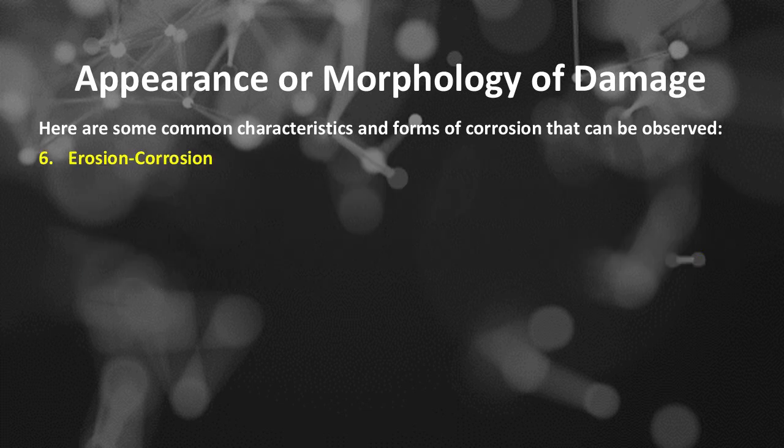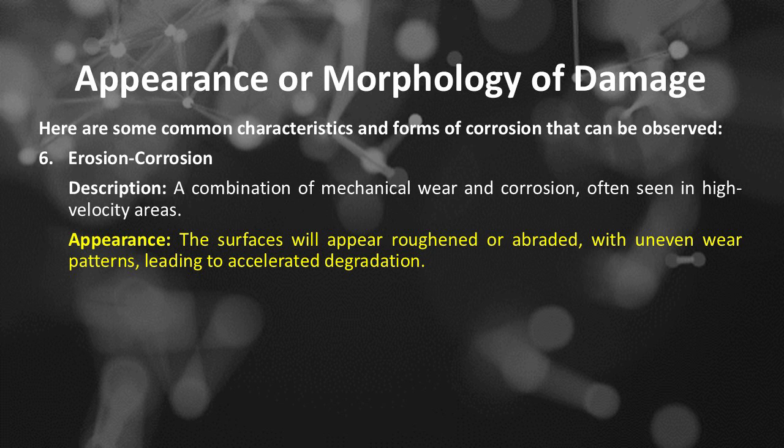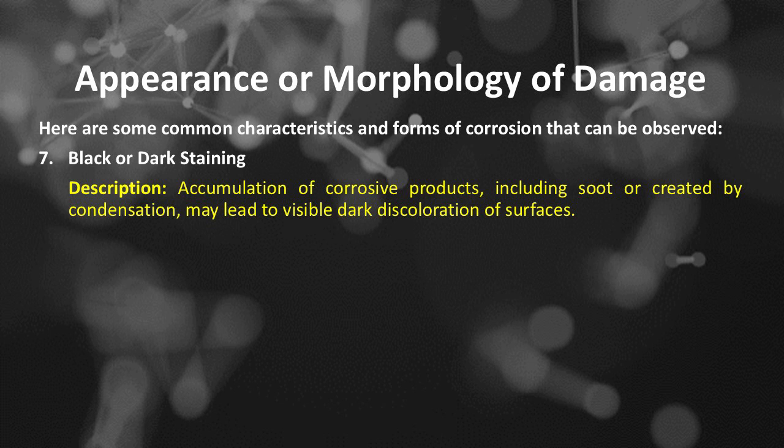Number 6 is erosion corrosion. Erosion corrosion description: a combination of mechanical wear and corrosion, often seen in high-velocity areas. Erosion corrosion appearance: the surfaces will appear roughened or abraded, with uneven wear patterns, leading to accelerated degradation. Number 7 is black or dark staining. Black or dark staining description: accumulation of corrosive products, including soot or created by condensation, may lead to visible dark discoloration of surfaces.